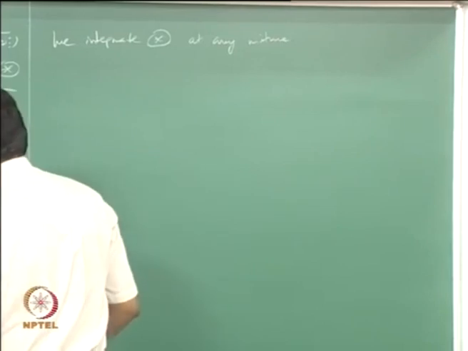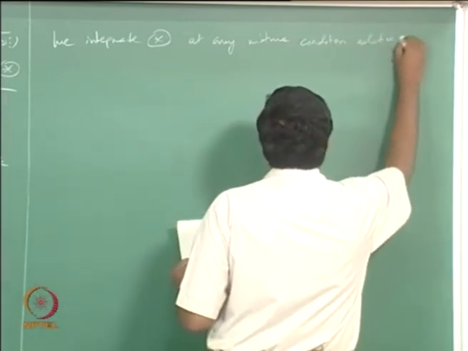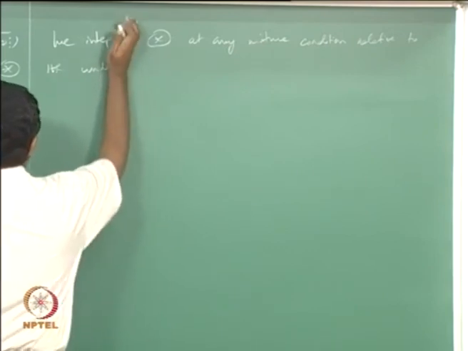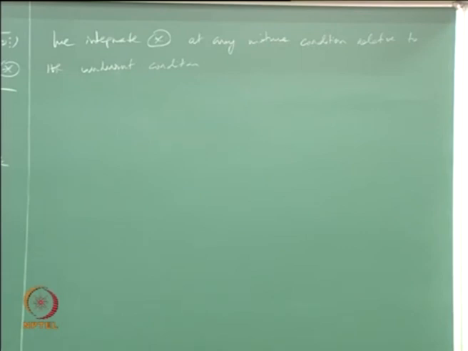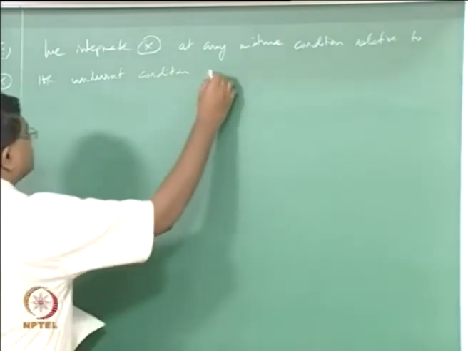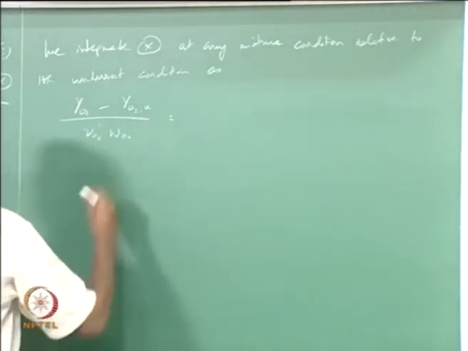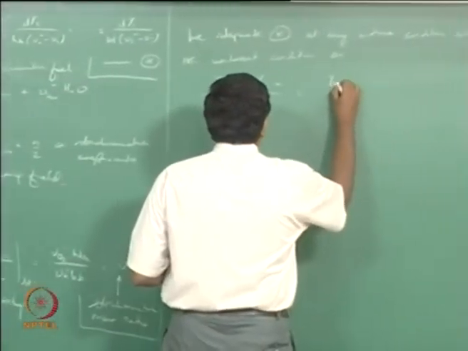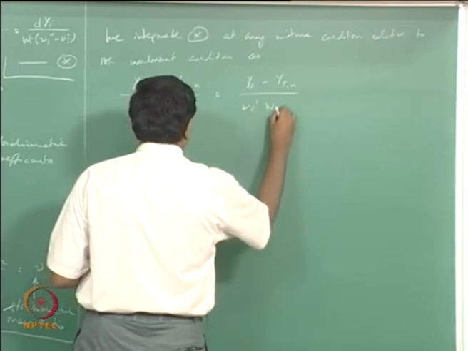That means you can look at any intermediate mixture condition relative to the unburnt condition, right? That means the limits of integration go from unburnt values to any value during the reaction, as YO2 minus YO2,U divided by nu O2 prime WO2, right? You can just pick, let's say, oxidizer and fuel, then you would get YF minus YFU divided by nu F single prime WF.